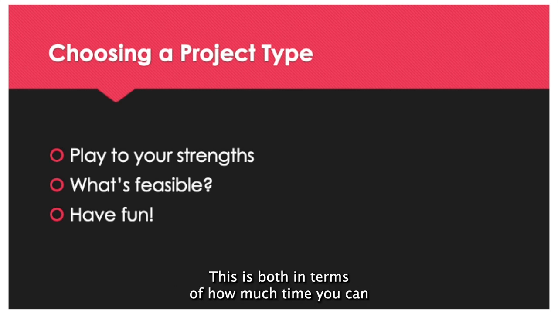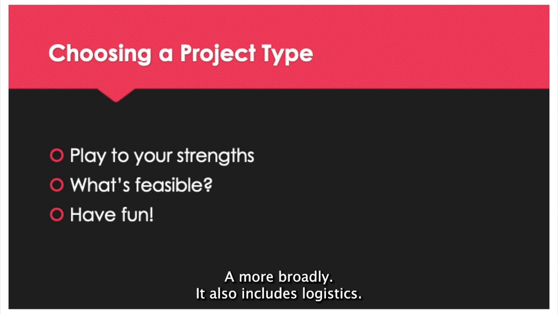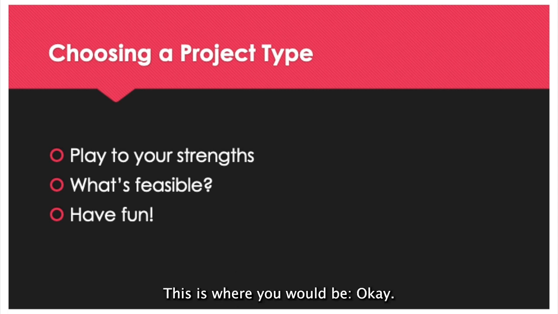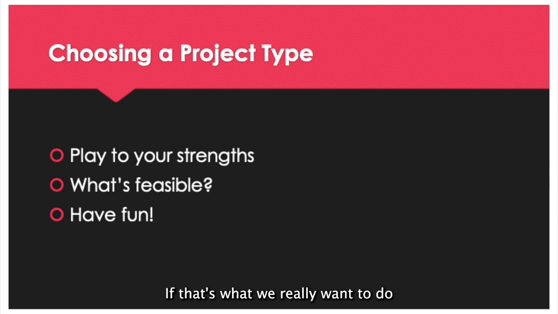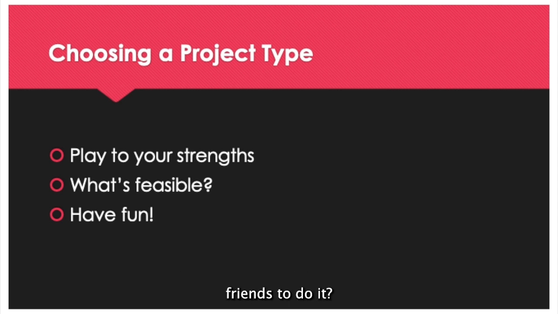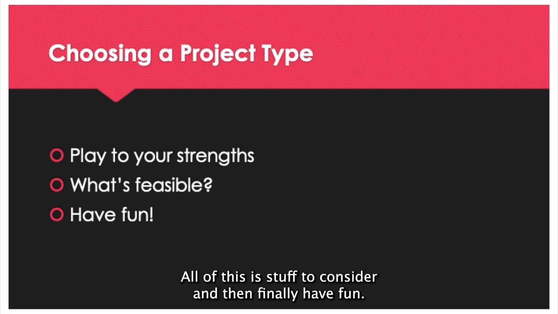Next, what's feasible? This is both in terms of how much time you can realistically devote to it and what material resources you need. More broadly, it also includes logistics. Say it's Unit 3, we've talked about environmental conservation, and you get inspired to go organize a cleanup of a local open space. Awesome. This is where you would ask, okay, what's the scope of this? Are we going to be able to clean up the whole area? If that's what I really want to do, is this something that just I can do, or do I need to bring in a group of friends to do it? If you want to make something, consider the materials you have available. All of this is stuff to consider.